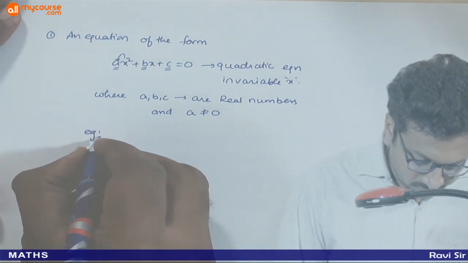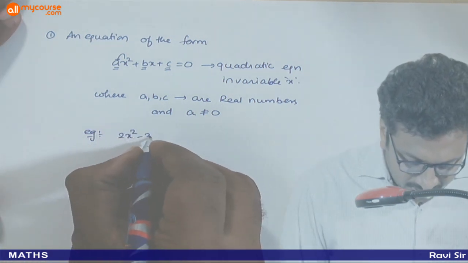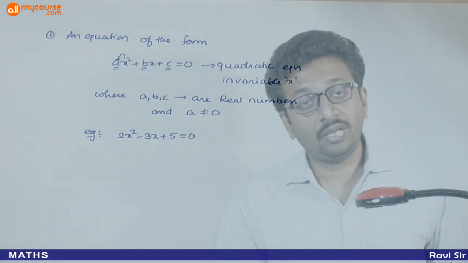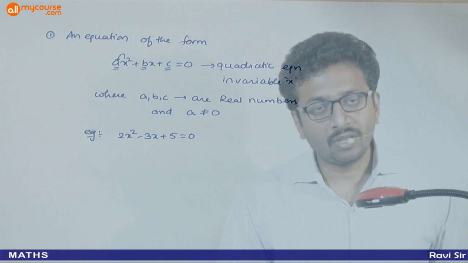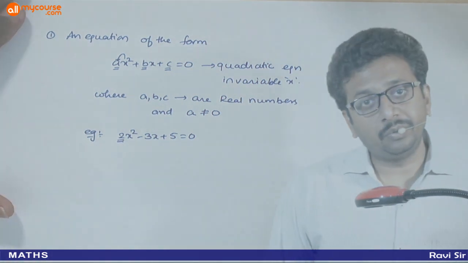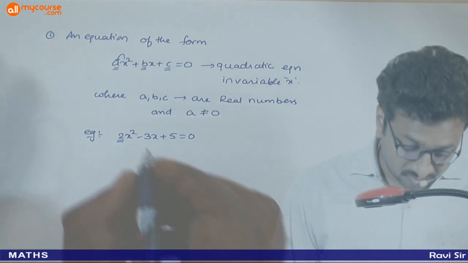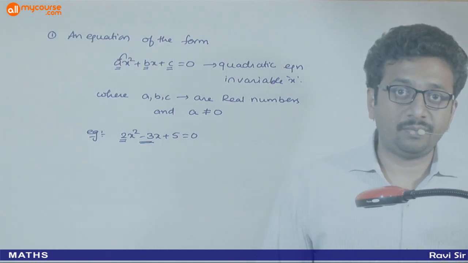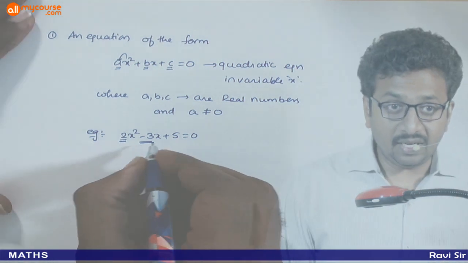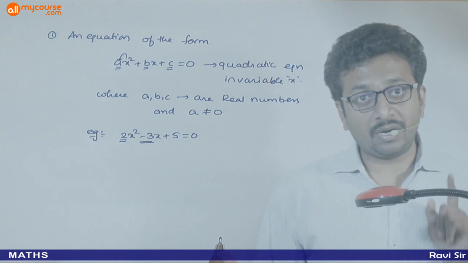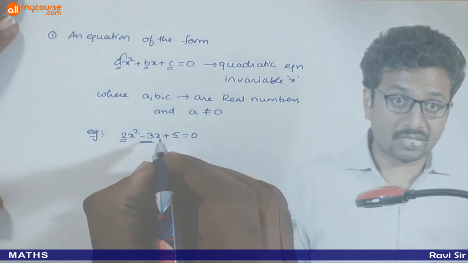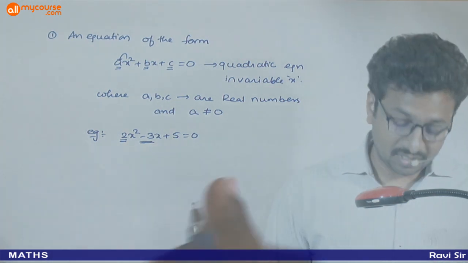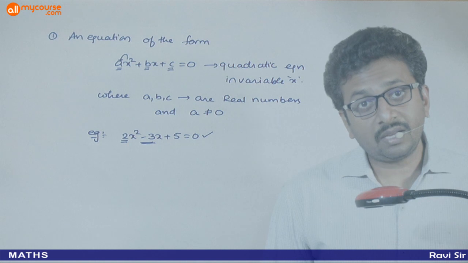Example: 2x square minus 3x plus 5 is equal to 0. This is an example of a quadratic equation. What is the coefficient of x square? 2. What is the coefficient of x? Minus 3. What is the constant term? Plus 5. So you have three terms here. Coefficient of x square is not equal to 0. Coefficient of x is not equal to 0. The constant term is not equal to 0. All are real numbers. Hence, this is a valid quadratic equation.